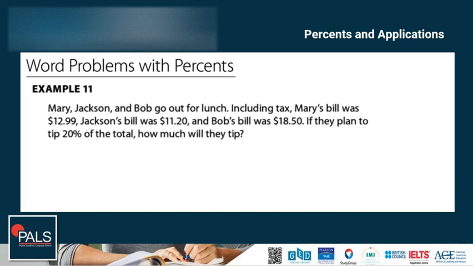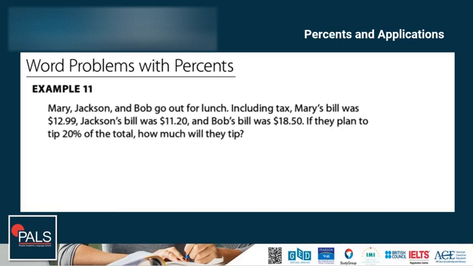Let's start with example 11. Mary, Jackson, and Bob go out for lunch. Including tax, Mary's bill was $12.99. Jackson's bill was $11.20. And Bob's bill was $18.50. If they plan to tip 20% of the total, how much will they tip?